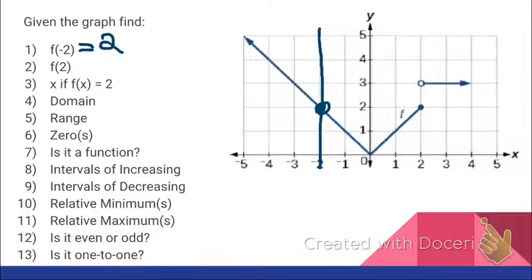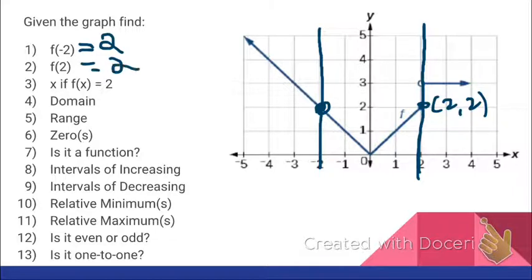Alright, and f of 2, well, that is the y value where x is 2. So see how there's an open circle right there, but there's a closed circle right here. So if I drew the line x equals 2, it would cross the graph at this point, 2 comma 2. So f of 2 is also 2. So right there we know this function is not one-to-one because there's a repeated y value.